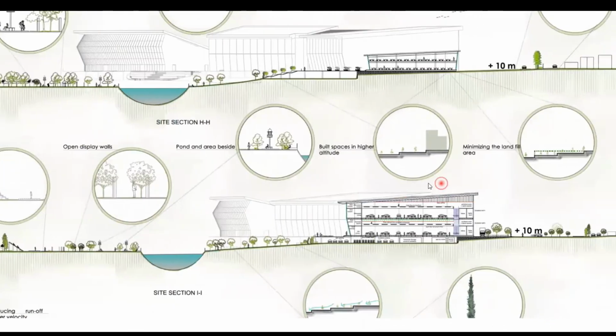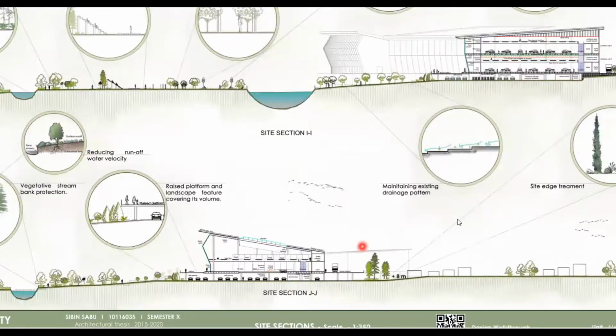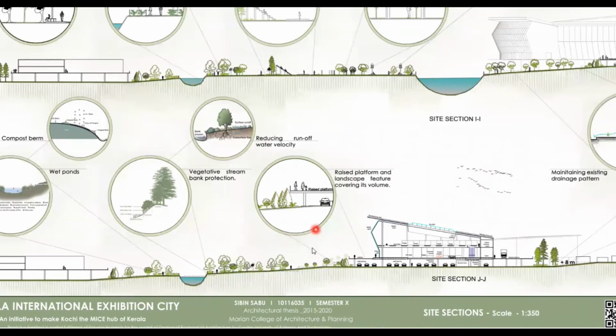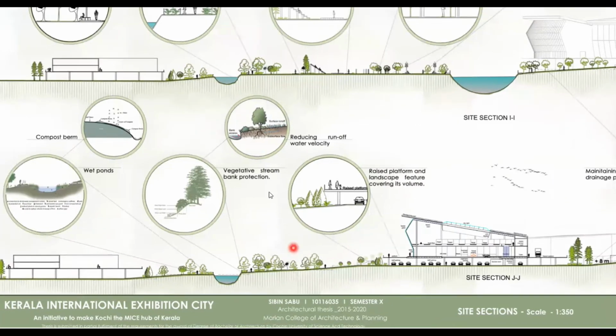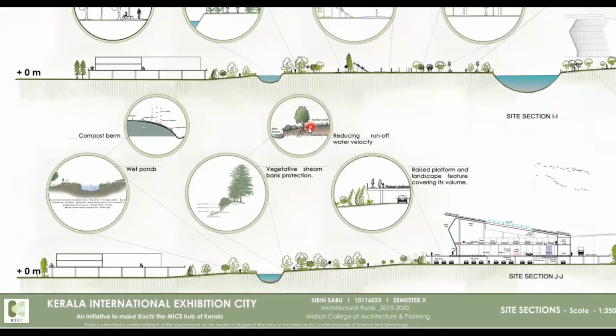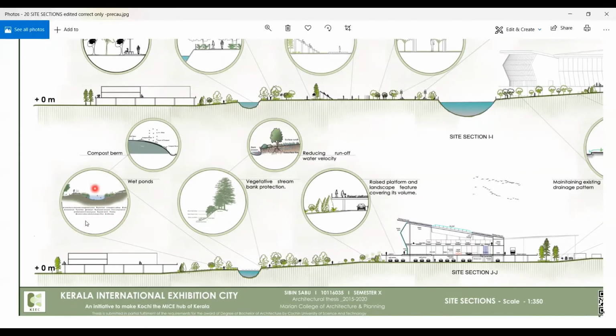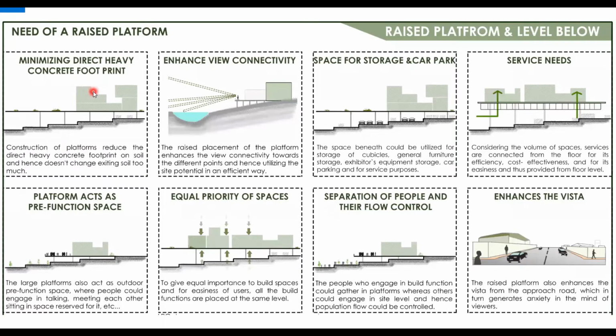And the built spaces are at a higher altitude, and to cover the raised platform, coniferous trees are also planted to cover the void spaces of the raised platform, and to reduce the runoff, several trees are planted on either side of the canal, and it shows the artificial wet ponds. These are the reasons for which I gave a raised platform in the design: for minimizing the direct heavy concrete footprint, to enhance view connectivity towards the other areas, and for space for storage, other services, and car parking, and for ease of services.